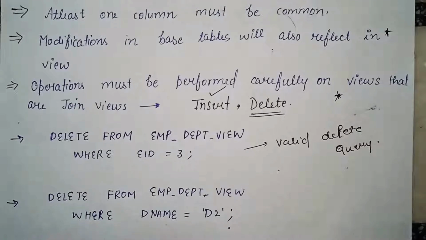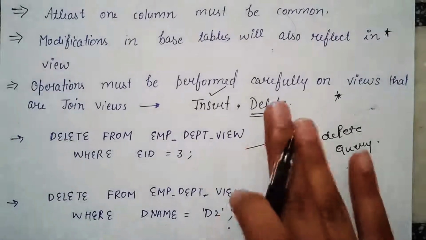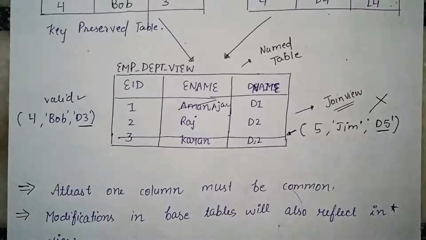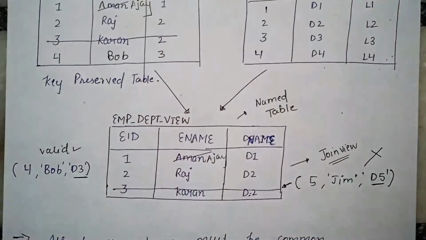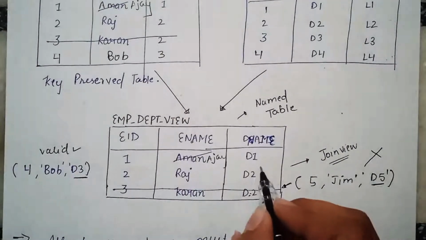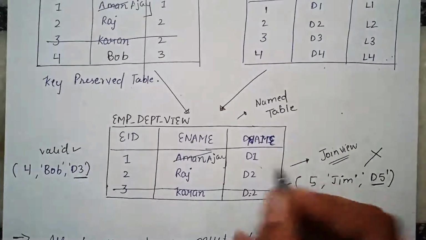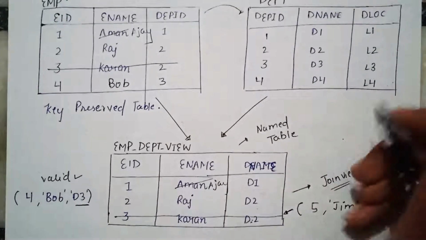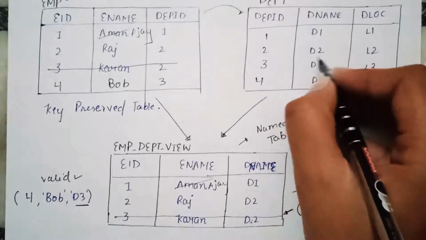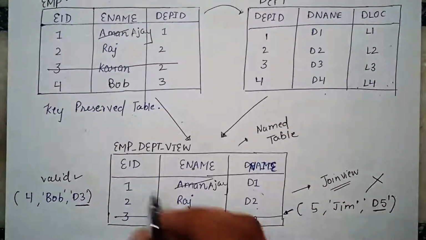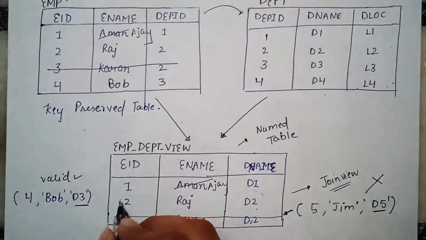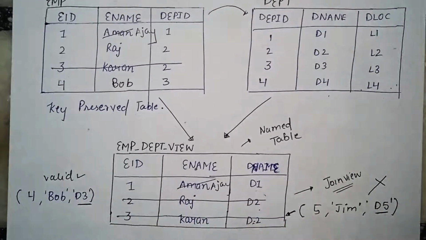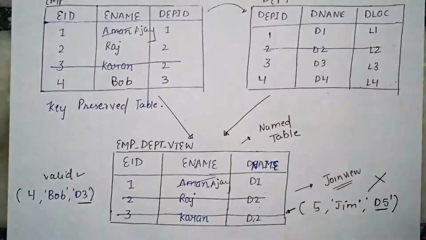Now if we talk about the second query that we have written, it is the second case. What is it saying? Delete from emp department view where department name is equal to D2. Now understand this point: this join view is created from these two tables. If we say we want to delete where department name is D2, it will also require deleting from this table where department is equal to D2. So this query will also delete this particular column, and this particular column also.